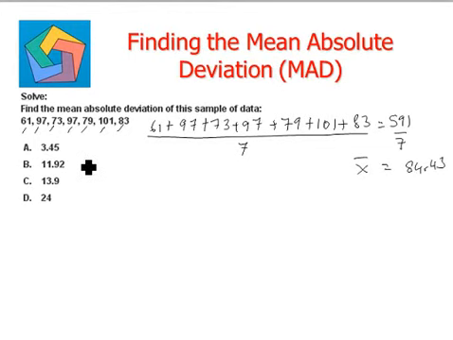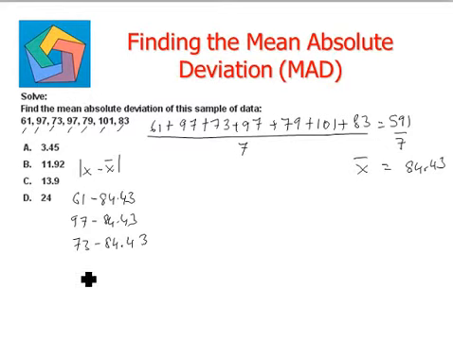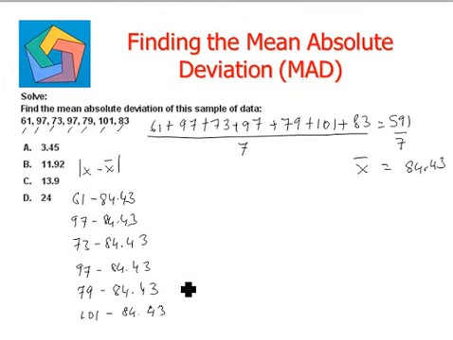So we have to find the absolute value of x minus x bar. We'll write down 61 minus 84.43. Then we have 97 minus 84.43, 73 minus 84.43, then 97 minus the mean, then 79 minus the mean, 101 minus the mean, and finally the last is 83 minus the mean. And not to forget, we'll take the absolute value of all these.